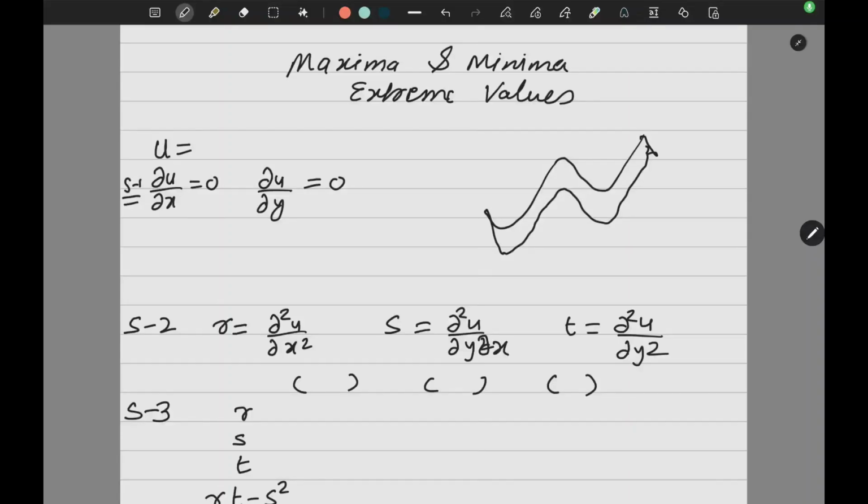Students, today we discuss maxima and minima, or extreme values. In 12th grade, you have already studied this topic. The only difference is that in 12th, you used to do one variable. Y is equal to f(x) was given and you used to apply the second derivative test to find the maxima and minima. Now I have two variables.